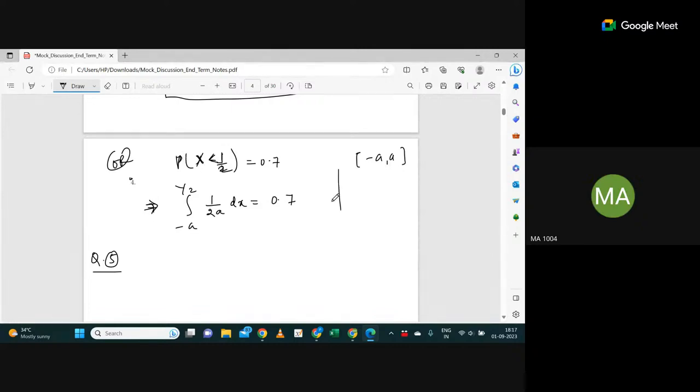See, it's simply a uniform distribution. Suppose I'm saying minus a and a, correct? Suppose this is half, just assume. And I want to know the probability up to this point. So what I will do is integrate from minus a to half. That's all.